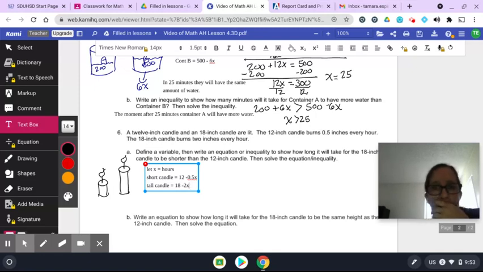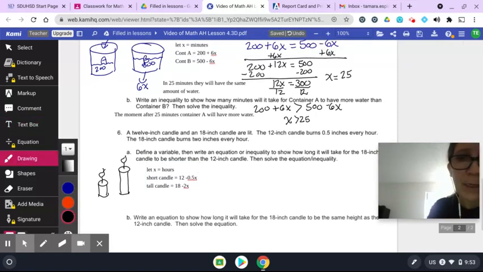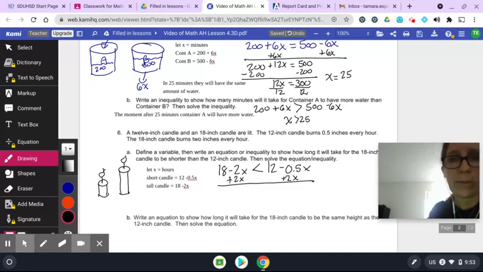And I want to know when the tall candle will be the shorter candle. That's kind of funny to say. So the one that started out taller, 18 minus 2x. We want it to be less than the one that started out shorter, 12 minus a 1/2 inch x. Okay, so then we're going to move my lower variable. So I'm adding 2x. You don't have to move the lower variable, but it makes it easier. 18 is less than 12 plus 1.5x.